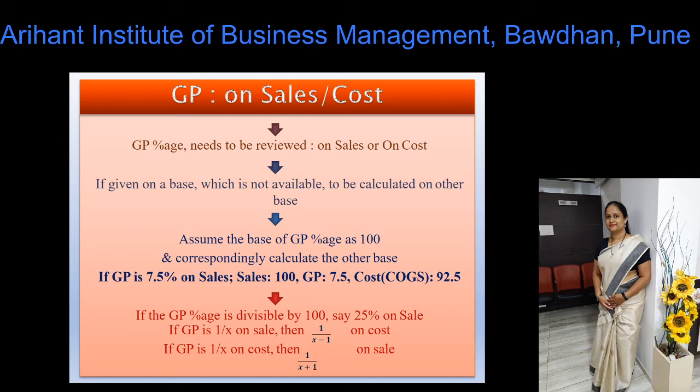So if the gross profit percentage is divisible by 100, say for example 25% on sales: if gross profit is 1 by x on sales, then it is 1 divided by x minus 1 on cost. And if the gross profit is 1 by x on cost, then it is 1 divided by x plus 1 on sales.